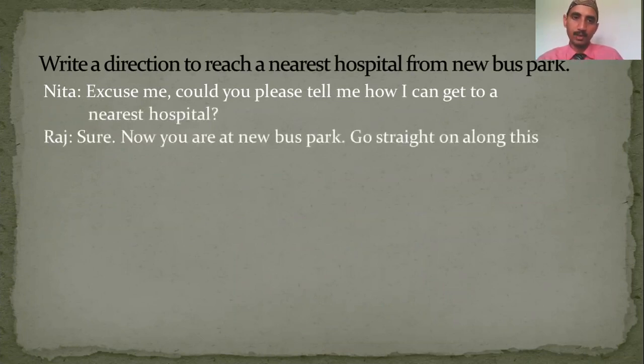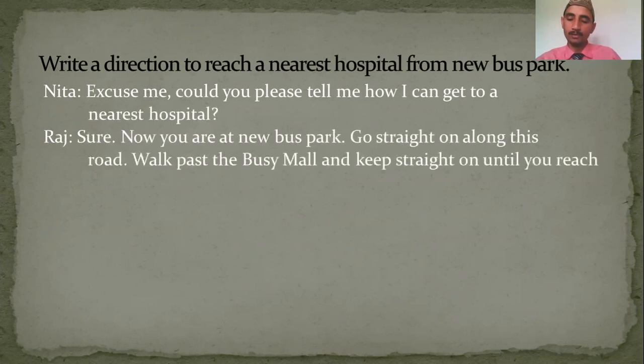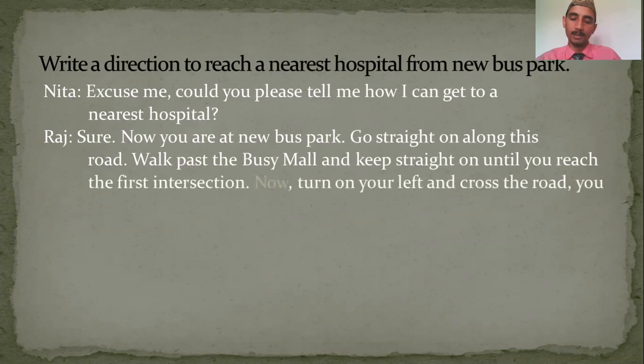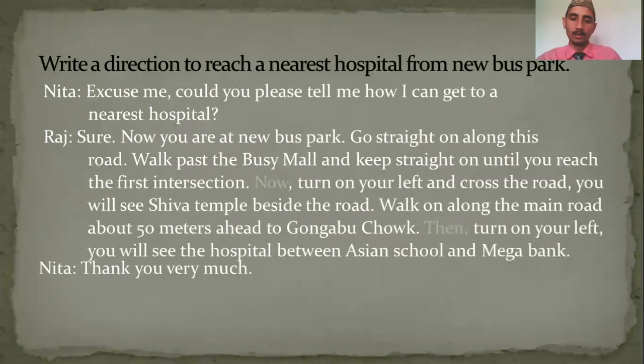Okay, so you can write this in two ways. First in a dialogue form and second in a paragraph. So we have used here the dialogue form. There are two characters here, Nita and Raj, and this dialogue opens with, "Excuse me, could you please tell me how I can get to a nearest hospital?" So this is the question here.